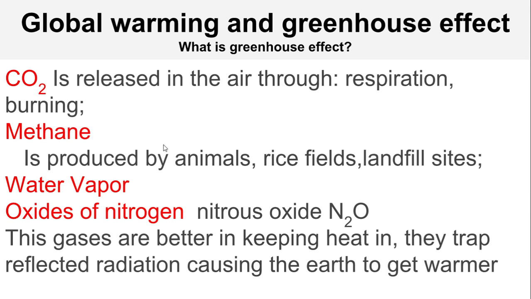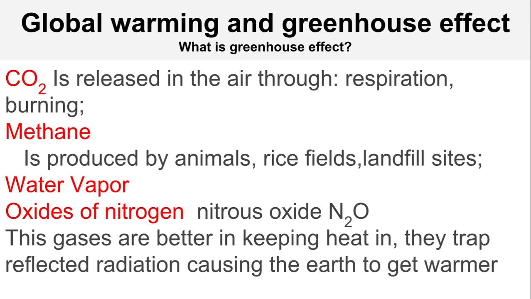Now, first I want to talk about what the greenhouse effect is. We all know that the sun emits radiation. This radiation comes to the earth and warms up the earth, and some of this radiation is taken from the earth. The biggest part is reflected back. That's why during the day when the sun is out, it is warm, and during the night it is cooler, because the radiation is reflected back to the atmosphere.